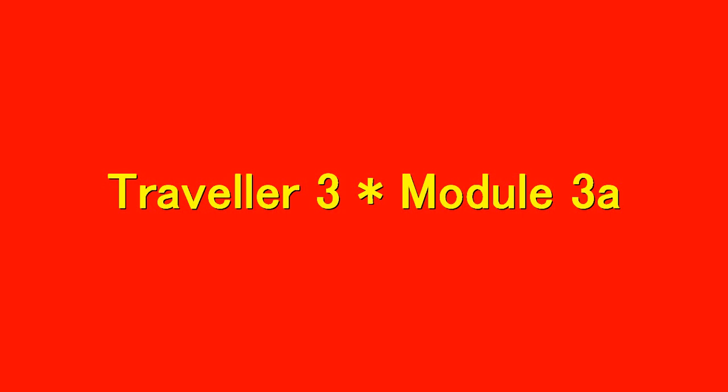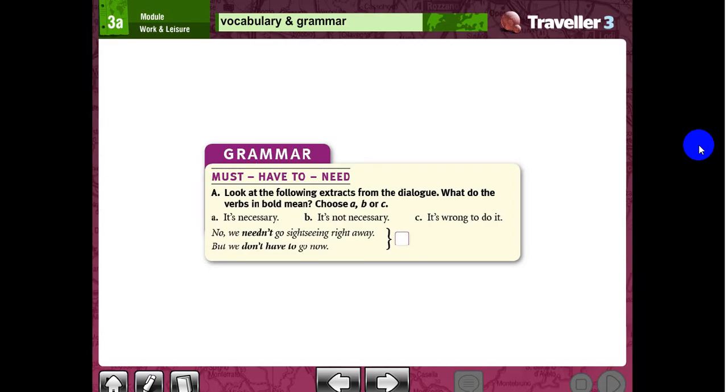Bismillah ar-Rahman ar-Rahim. We are going to discuss Traveler 3, Module 3A. We are going to show the difference between must, have to, and need.